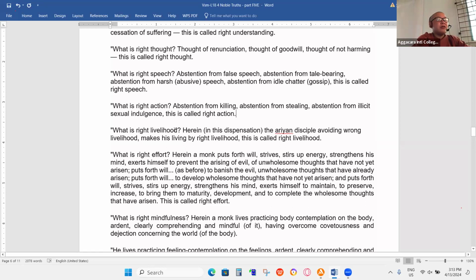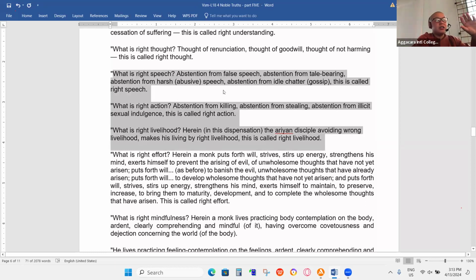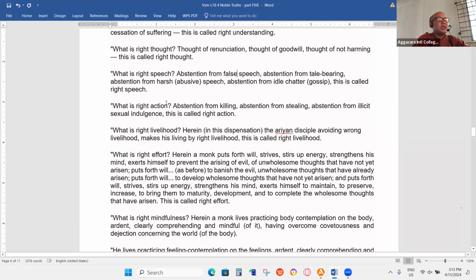Now, even right livelihood is avoiding the wrong livelihood. Okay. So you can notice that when we talk about right speech, right action, right livelihood, it is always the state of being the opposite of the wrong one. Right speech is the opposite of false speech. Right action is the opposite of wrong action. Right livelihood is avoiding the wrong livelihood.